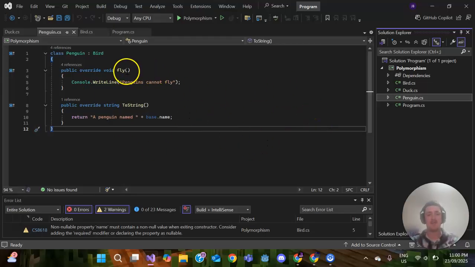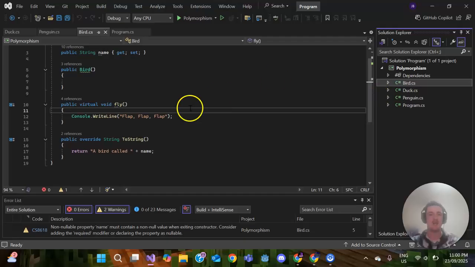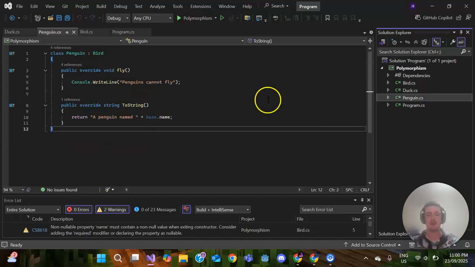But for dynamic, we have a fair bit of that, where you have your fly with overriding for penguin. It's overridden in penguin compared to what it usually is for bird, which for fly is usually just flap, flap, flap. But for penguin, of course, they cannot fly. So for its output, it would be that penguins cannot fly.